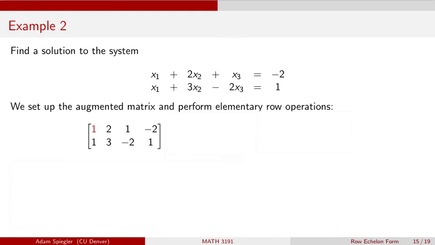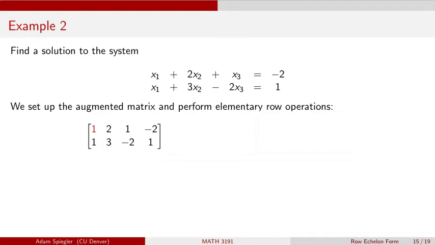Okay, so in this video, let's take a look at another example for solving a system of linear equations, applying this method of row reduction in order to express the augmented matrix in reduced row echelon form. So now we've got a system of two linear equations in three variables, x1, x2, and x3.